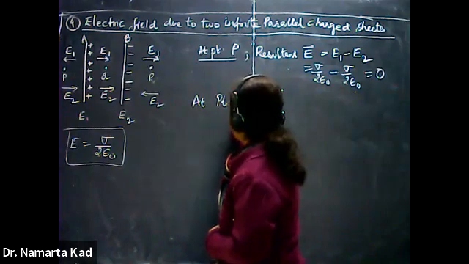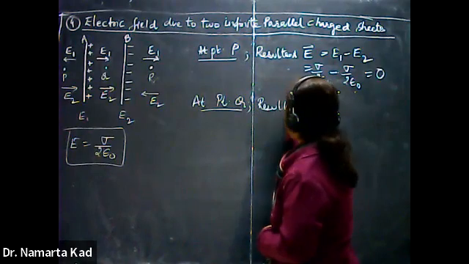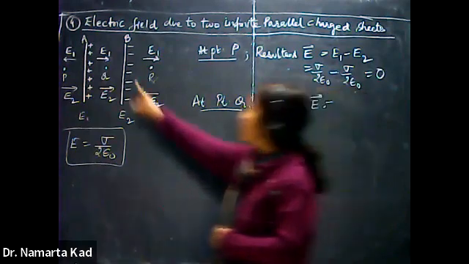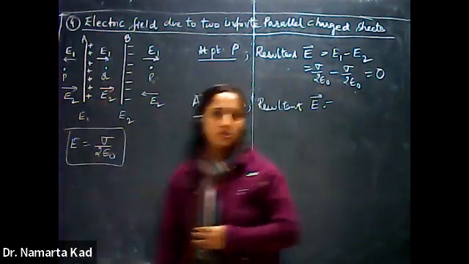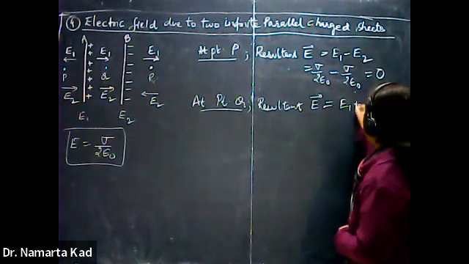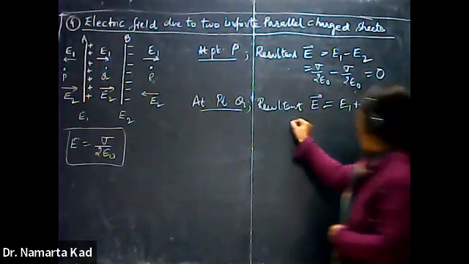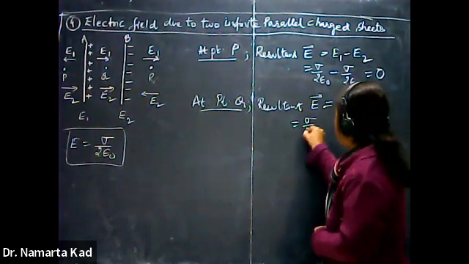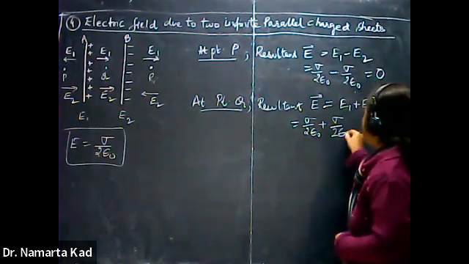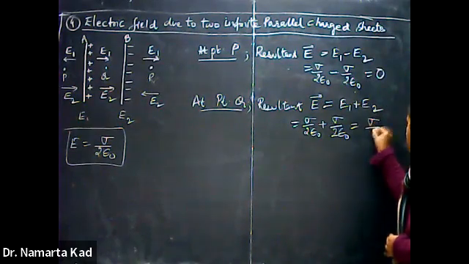Now at point Q, the resultant electric field intensity, as both have the same direction, is simply the sum E1 plus E2, and it is sigma by 2 epsilon naught plus sigma by 2 epsilon naught, and this comes out to be sigma by epsilon naught.